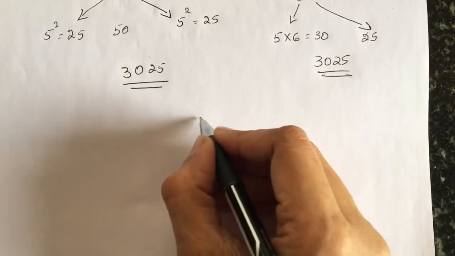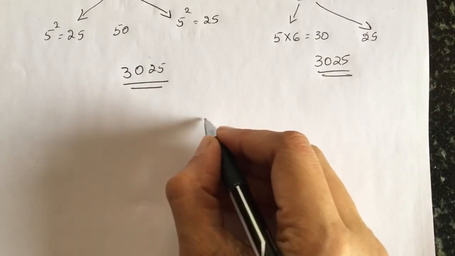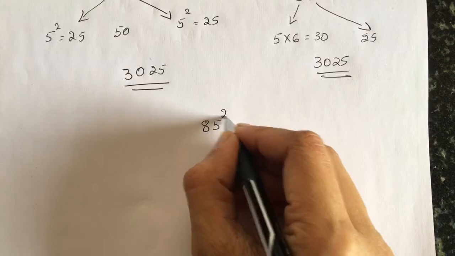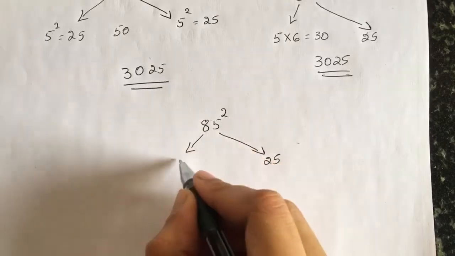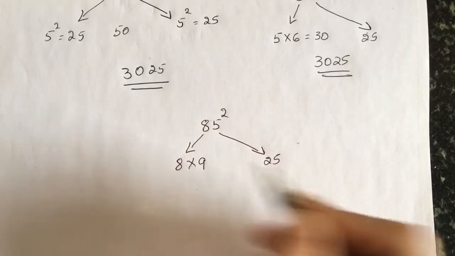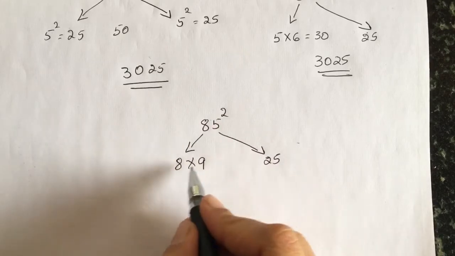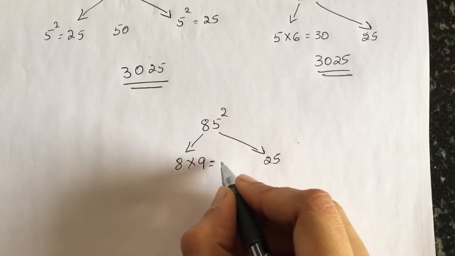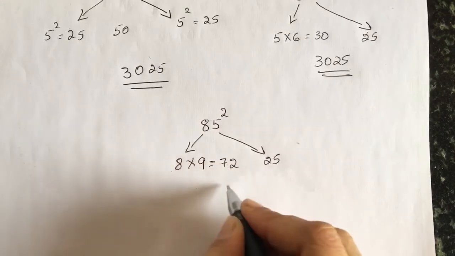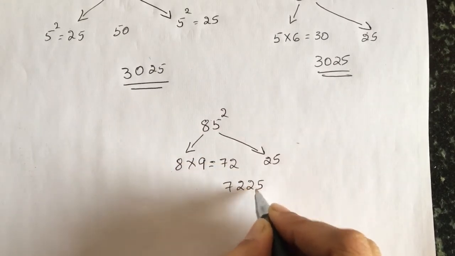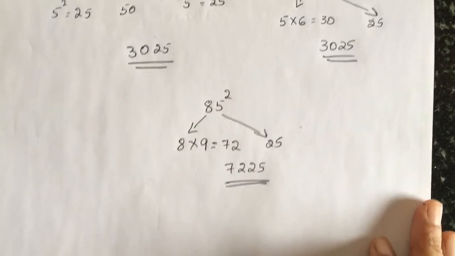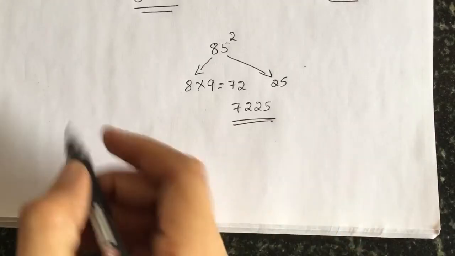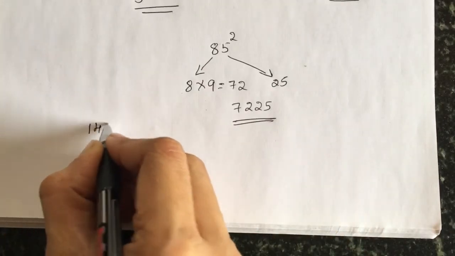Say suppose you have a number which ends with 5, say 85 square. You write 5 square is 25, and you write this as 8 into 9. Write 8 into 9, so it's 7225. You can check. Yeah, this is a 2-digit number. It's quite easy. Suppose you have a 3-digit number which ends with 5.